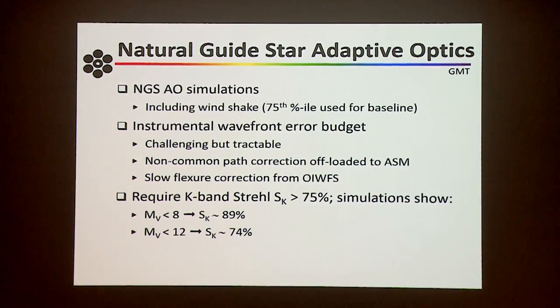And we require a K-band Strehl of greater than 75%. And in fact, we show that with an 8th magnitude star, we can actually achieve 89%. And at 12th magnitude, we're just about meeting this requirement. So it looks as if for anywhere where there's a 12th magnitude star or better, we can actually do this just fine.